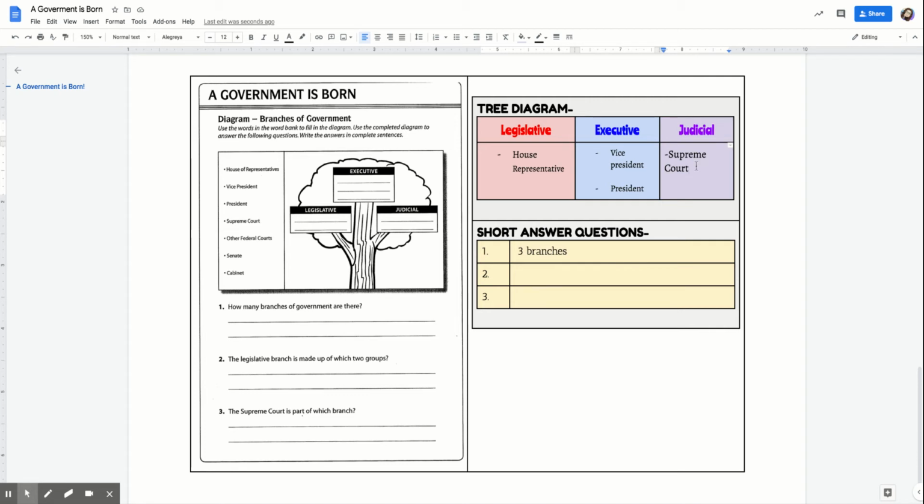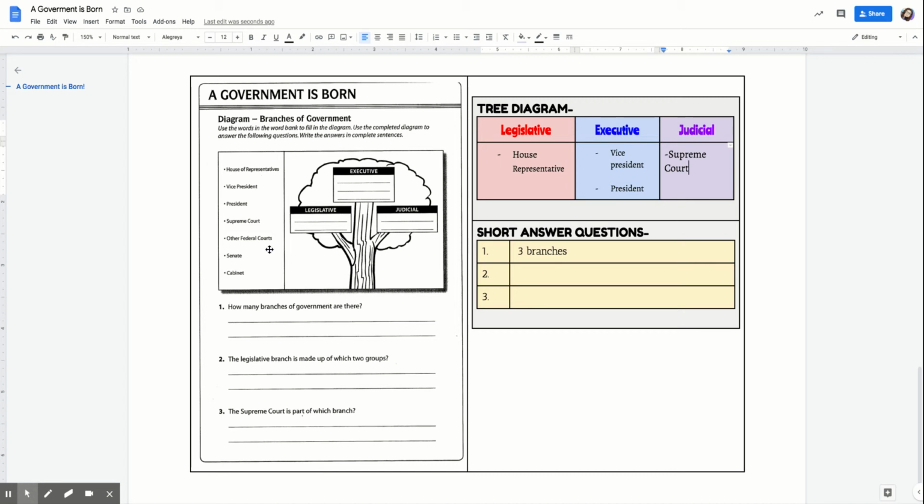And remember, the judge or the justices in the Supreme Court can sit there for life until they die. And they basically are there to judge if a case is constitutional or unconstitutional.